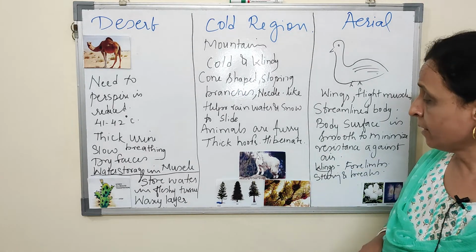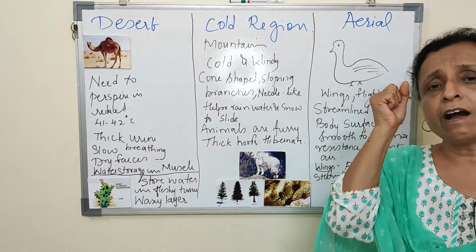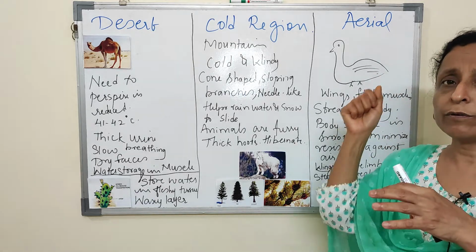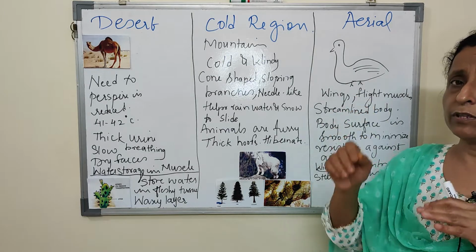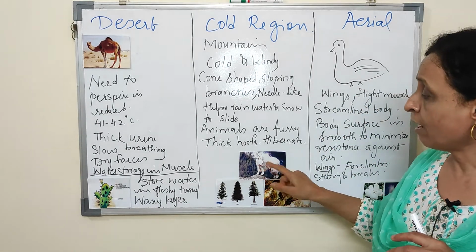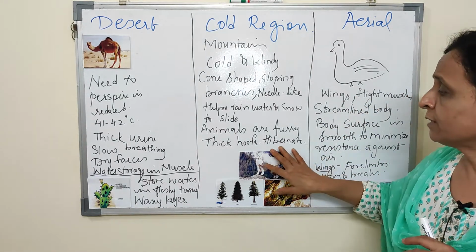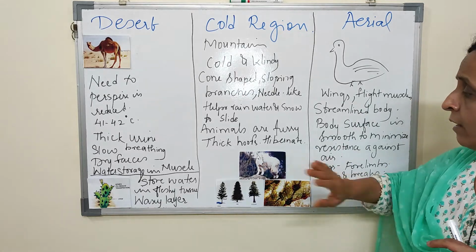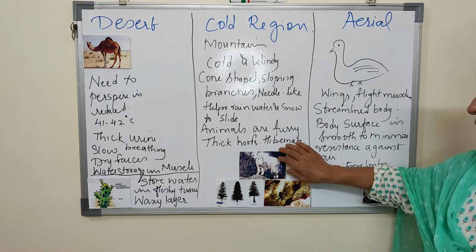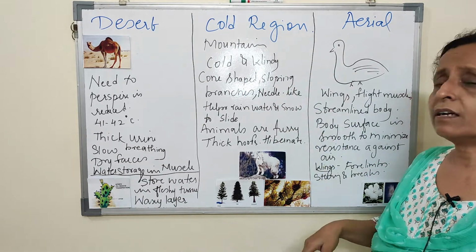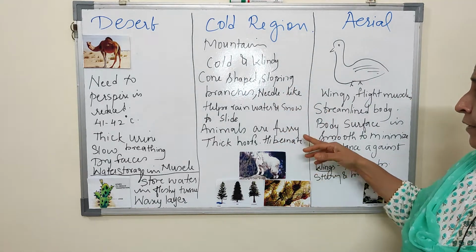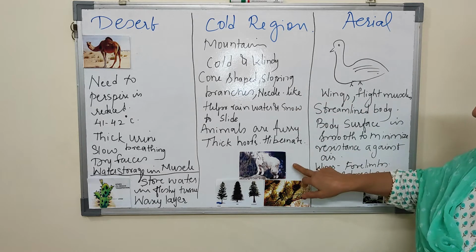Now the animals living here have very hard hooves because they have to climb the mountain. They have to climb on hard rocks, so they have very hard hooves. So this is the adaptation of the animals living in the cold region. Polar bears and penguins all live in the cold, polar region.